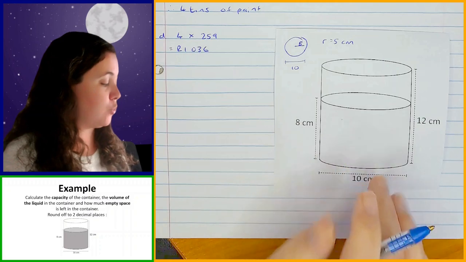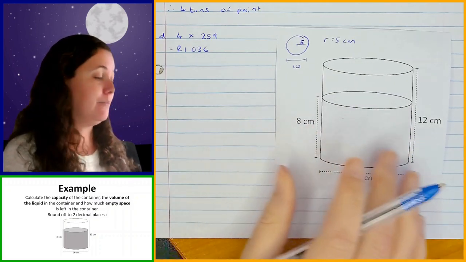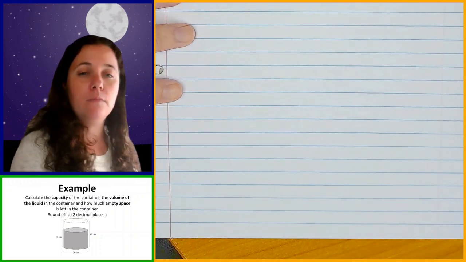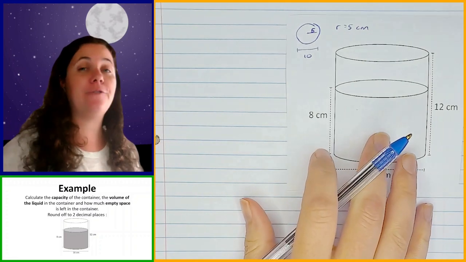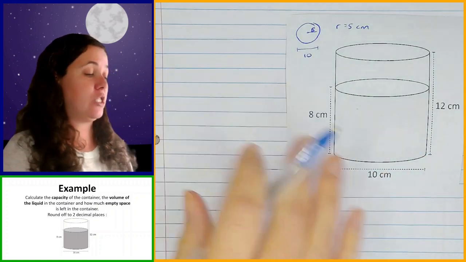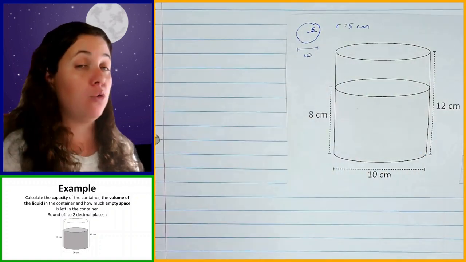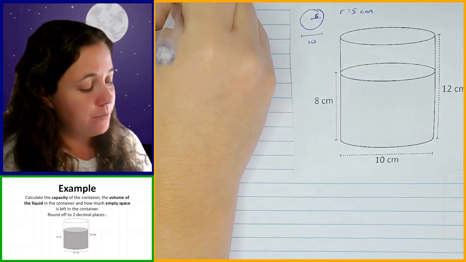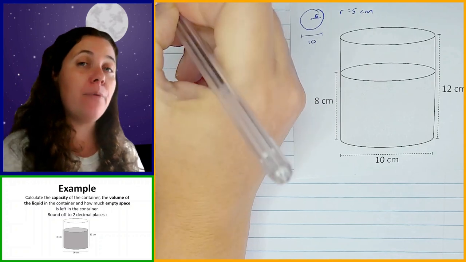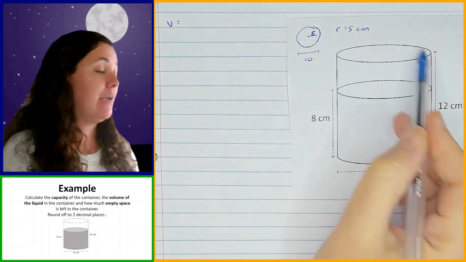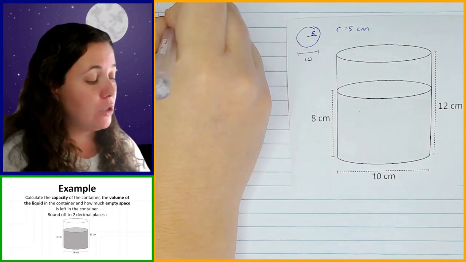Right, so what we're going to do to work out the capacity, let's actually go to a new page over here so we have space. To work out the capacity, first we have to work out the volume, because remember, capacity and volume are related. So I have to work out the volume in order to work out the capacity of this container. So the volume is equal to the area of the base multiplied by the height. Now, the area of the base, it's a circle, so let's first work out the area of the base.